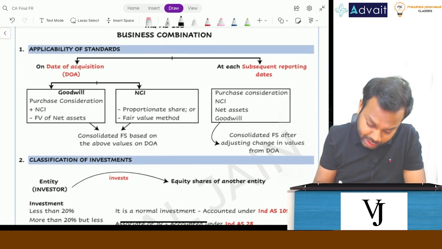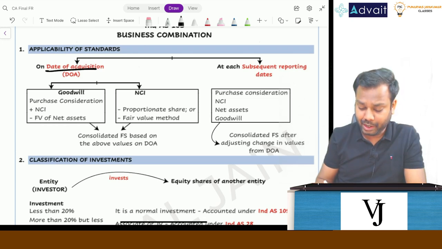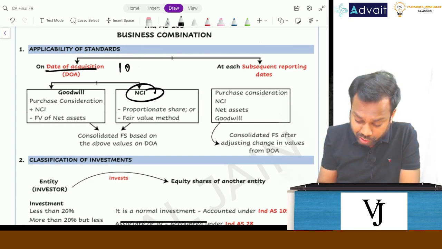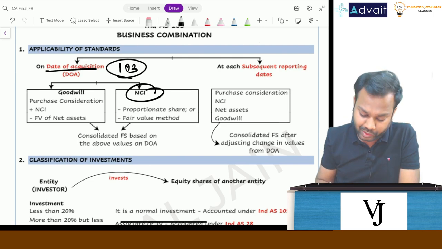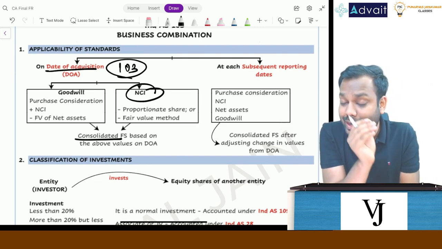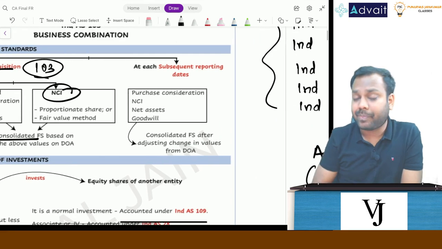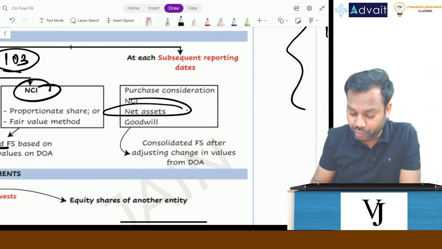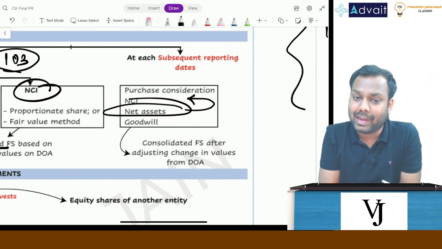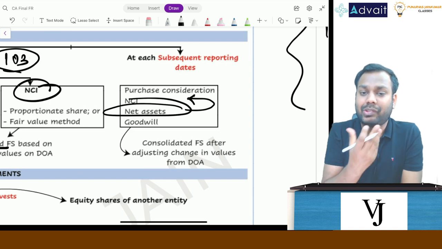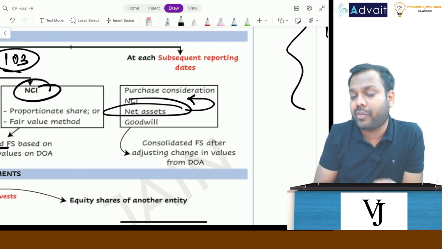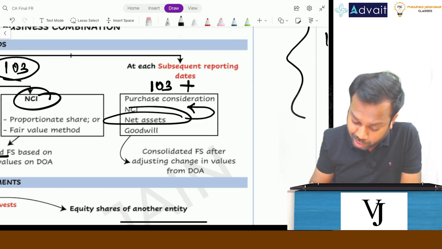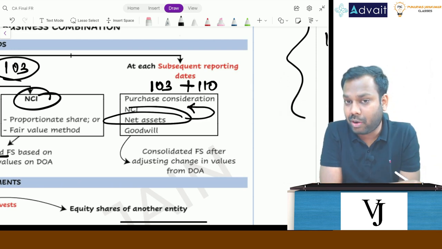As we discussed, on the date of acquisition, we have to calculate goodwill, NCI. NCI can be calculated using proportionate share method or fair value method. And all this guidance is given in 103. And basis that, we have to prepare consol financial statement. So on the date of acquisition, I will apply only 103. But at each subsequent reporting date, the value of net assets will change, due to which the NCI will also change, and this change has to be accounted for, and the accounting treatment of this change is governed under Ind AS 110. So hence, on each subsequent reporting date, in addition to 103, I will also apply 110. I hope that is clear to all of you.